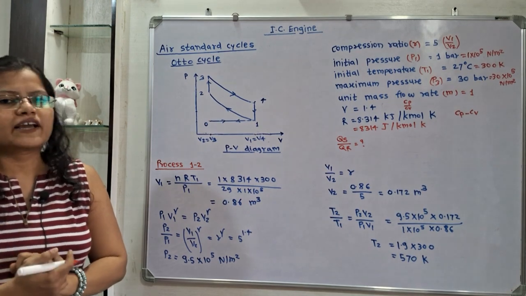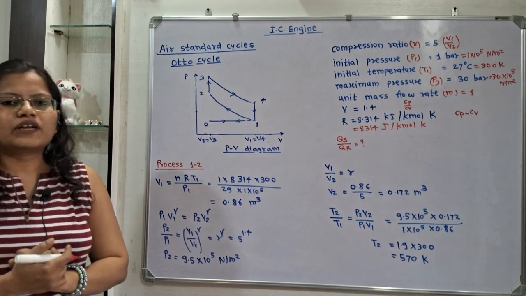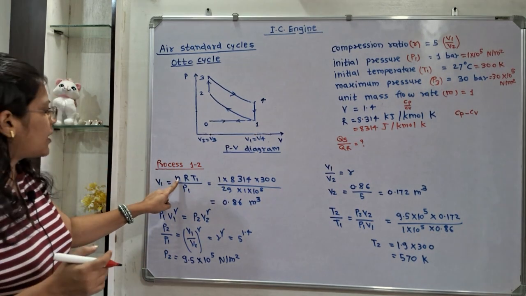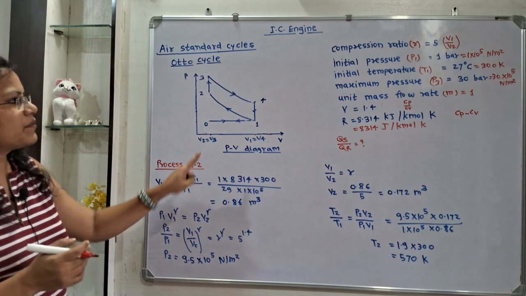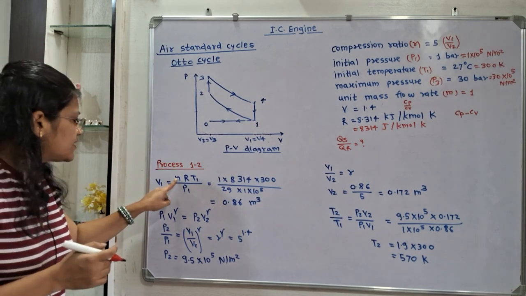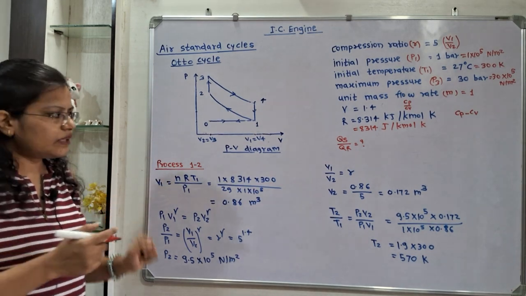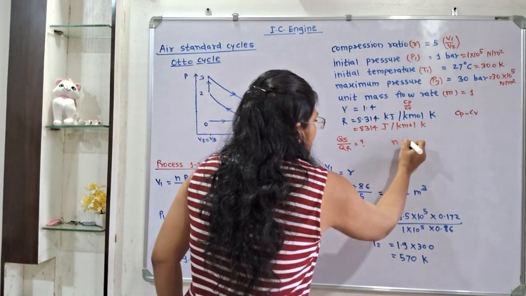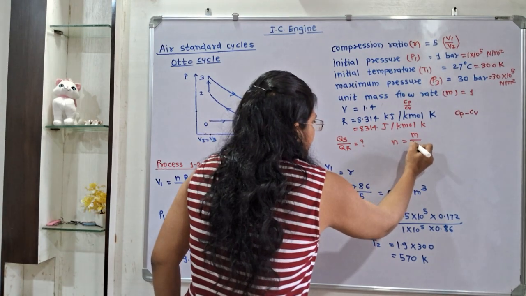So first we will take V1. How to calculate V1, that is volume at point 1? It is the formula nRT1 by P1, because the temperature and pressure at point 1 is known. So what is this small n? Small n is equal to small m divided by capital M.